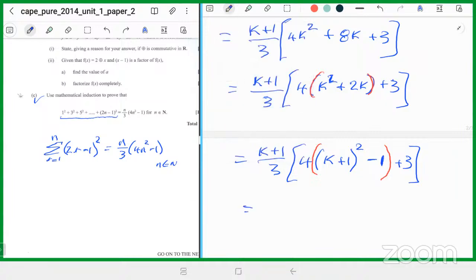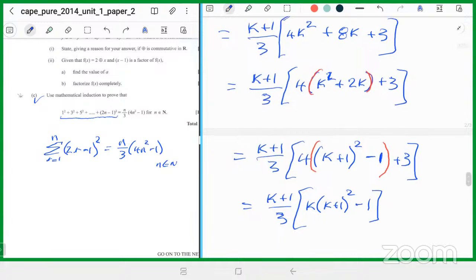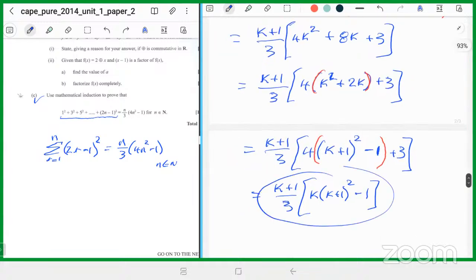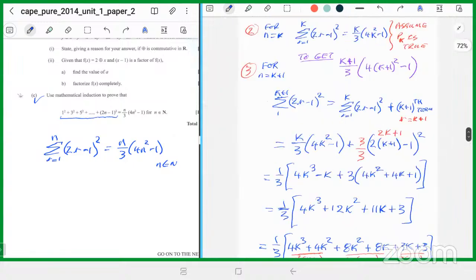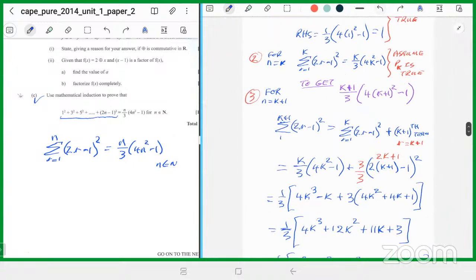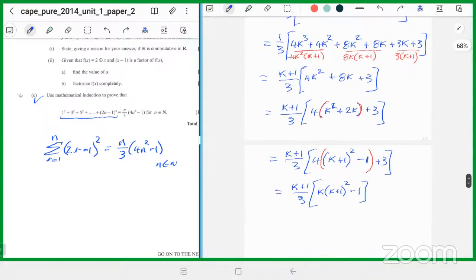So this becomes k plus 1 over 3 into, I'm going to expand with the 4 now. So it becomes 4 times this first, which gives me 4 into k plus 1 squared. And then 4 times this negative 1 is negative 4. Negative 4 plus 3 is negative 1. See that? That's what we wanted to get. That's what we have got. It takes a lot of steps for this one, but that's how it is sometimes. But that is it, you have gotten it.